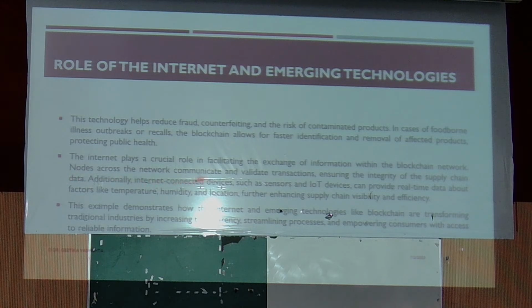Nodes across the network communicate and validate transactions, ensuring the integrity of the supply chain data. Additionally, internet-connected devices such as sensors and IoT devices can provide real-time data about factors like temperature, humidity, location, and further enhancing supply chain visibility and efficiency.